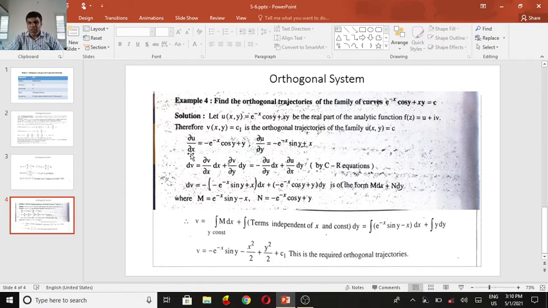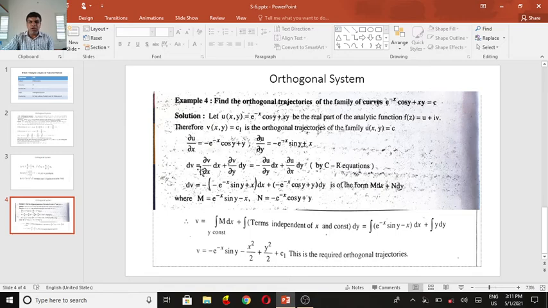Now we use the Cauchy-Riemann equations and compare dv. So dv can be expressed through the total differential: dv equal to dou v by dou x into dx plus dou v by dou y into dy. In the total differential, we can write this equation as dv equal to dou v by dou x dx plus dou v by dou y dy. I compare this.